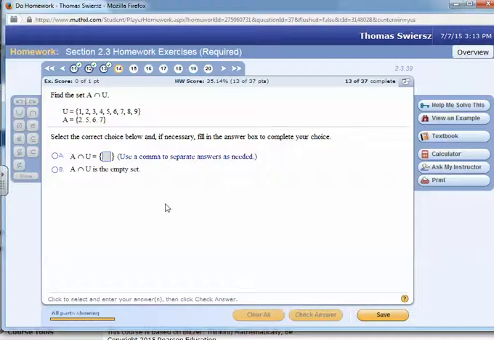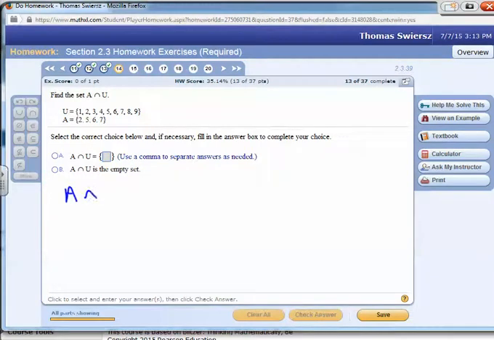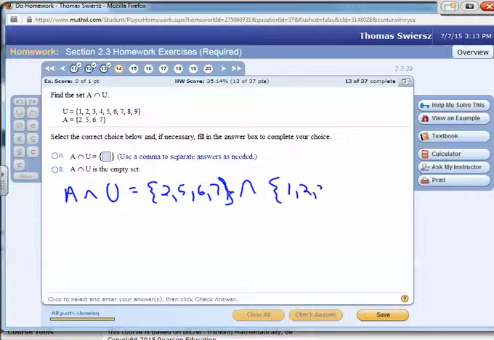All right, homework exercise number 14. A intersect the universal set. Now again, be careful. This is intersect. A intersect universal. Now we have A as what? 2, 5, 6, 7. Intersect the universal, everything, right? Which is 1, 2, 3, 4, 5, 6, 7, 8, 9.